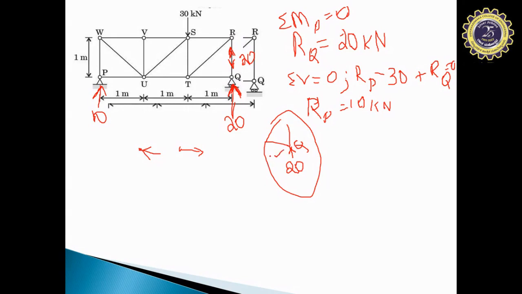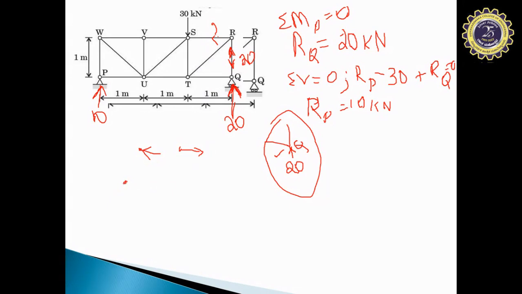nature. So instead of consuming a lot of time in solving the joint Q, we can clearly, through vision, say that the complete 20 kilonewton force that is coming to the joint Q through the support is transferred to RQ member. Now that we know RQ, we can find out what is SR. So this is what we are supposed to find. Yes or no? In order to find SR, we can take joint R.